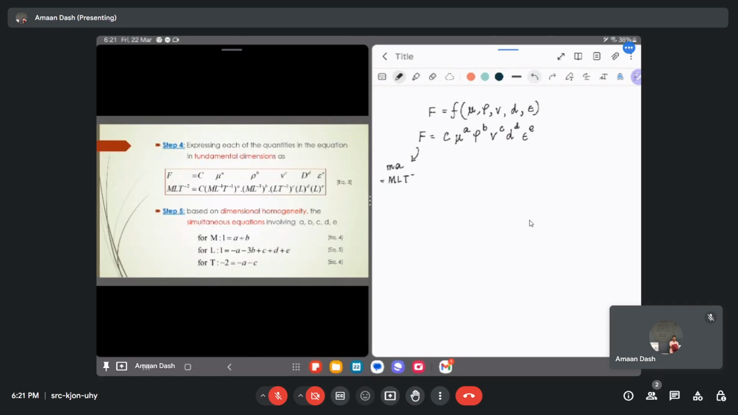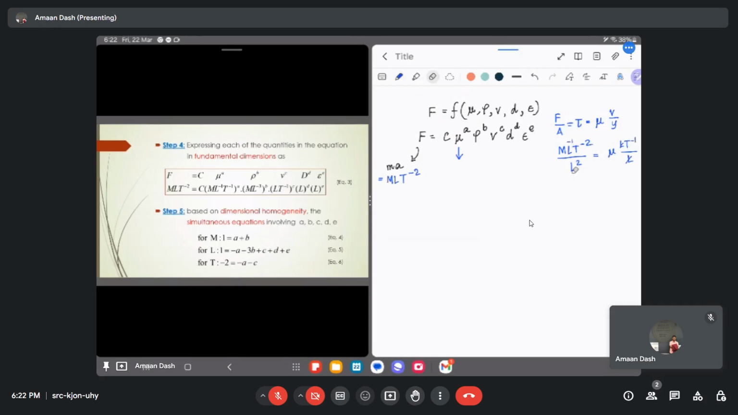Let me write it in another form so that it will be clear. So this will be M L T to the power of minus 2. The constant has no dimension. This is viscosity. If you remember, tau is equal to mu times v by y, and tau is nothing but force per unit area. So M L T to the power minus 2 by L squared, and here we have mu, and velocity is meter per second, so L T to the power minus 1 by L. So L and L get cancelled.